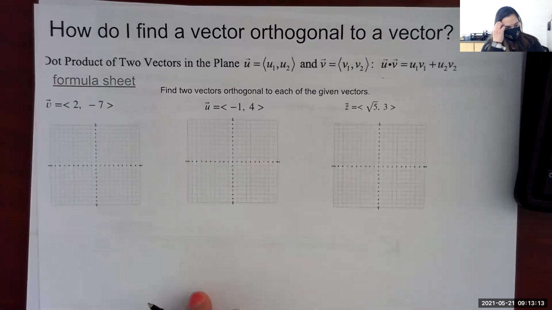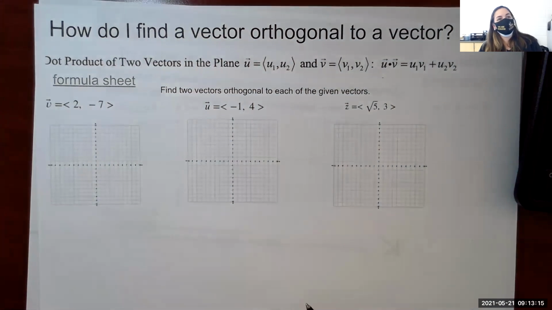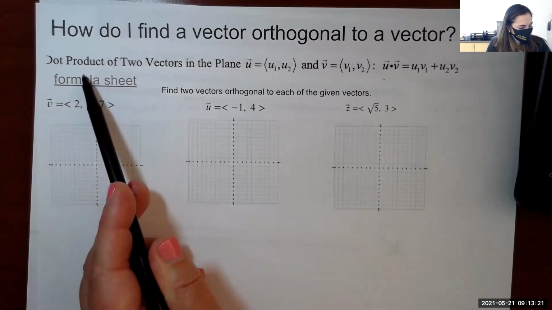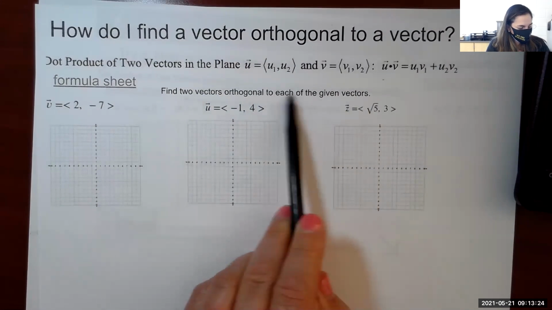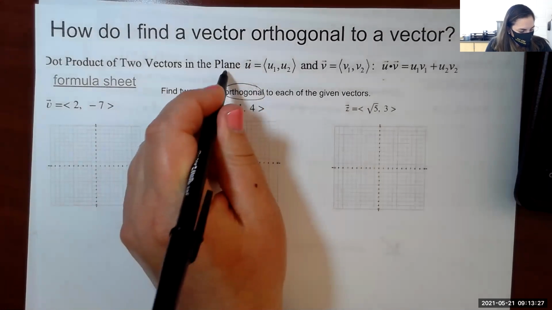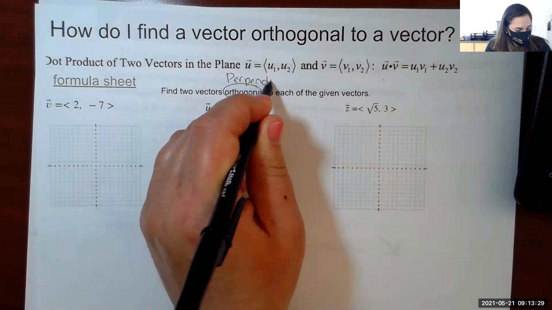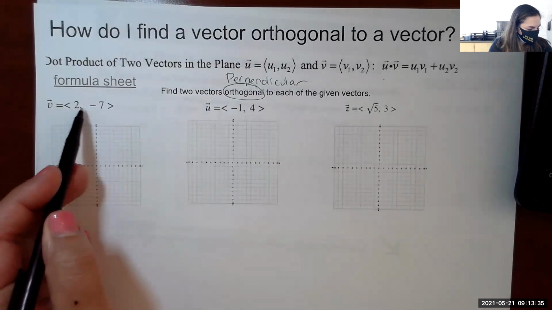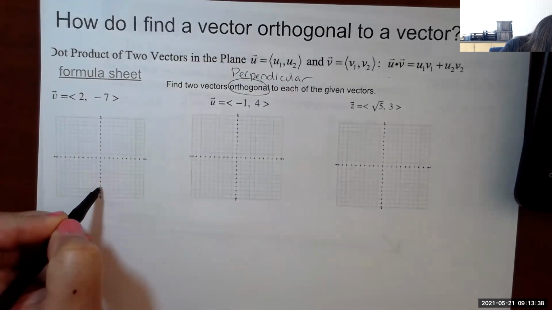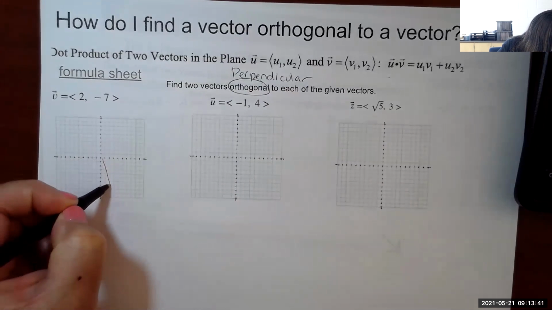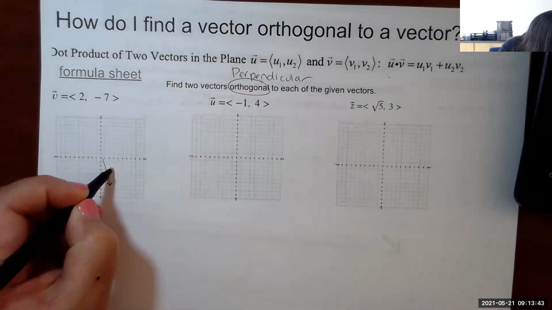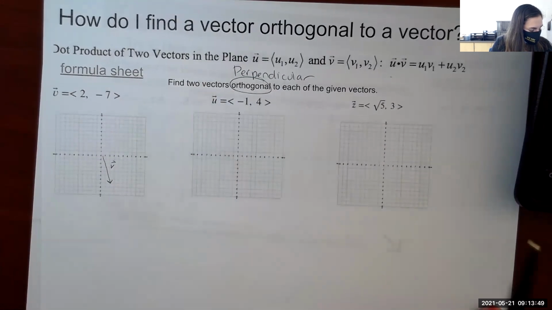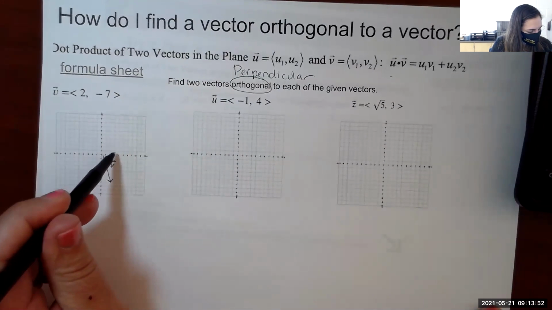So if you look up at the Zoom, and if you're in person, you can look at the Promethean board. We have: find two vectors orthogonal to each of the given vectors. So again, orthogonal is perpendicular. That's that vocabulary word we learned last time, right? And so we have a vector in the direction 2, -7. So we could plot that 2, and then down 7. Okay. So this is vector V. And we need to find two vectors that are orthogonal. So that's going to be at a 90-degree angle.